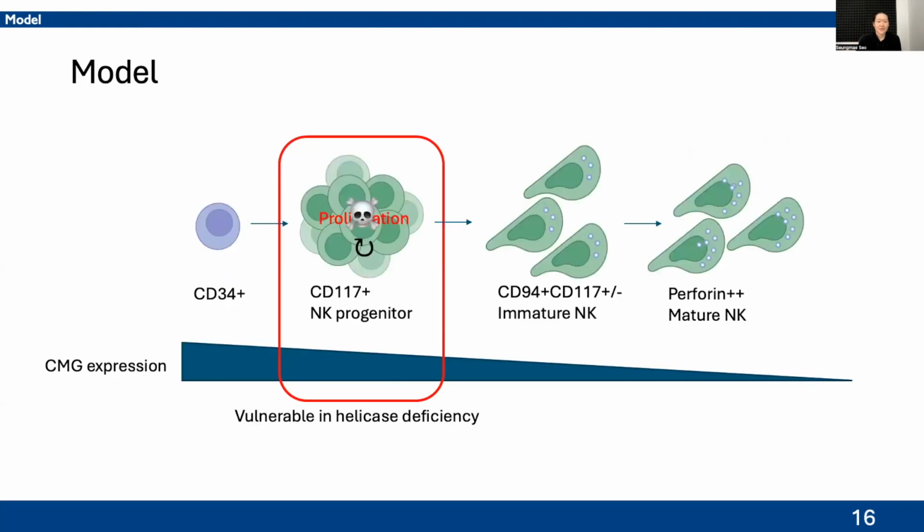So our current model is that when early NK cells emerge, the proband cells with lower genes 4 levels cannot proliferate, and that ultimately leads to the limited or no generation of NK cells in the end.